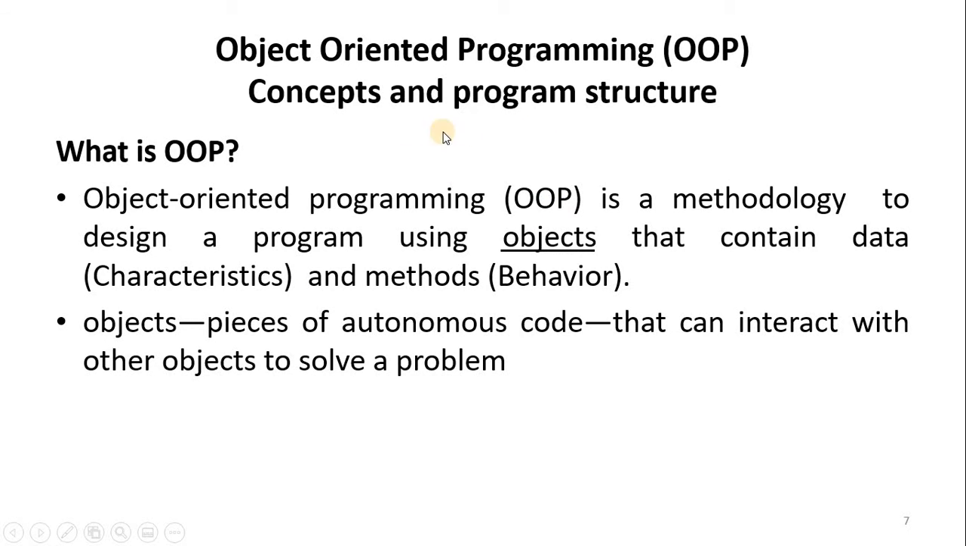Now we will discuss the concepts and the program structure of object-oriented programming. We used to say OOP, or OOPS, object-oriented programming system. So what is OOP? It's a methodology to design a program using objects. So we are always going to use objects. These objects contain characteristics and behaviors. Characteristics are all about data, and behavior is nothing but a method. Data is our fields or variables, and methods are the methods that you are going to write.